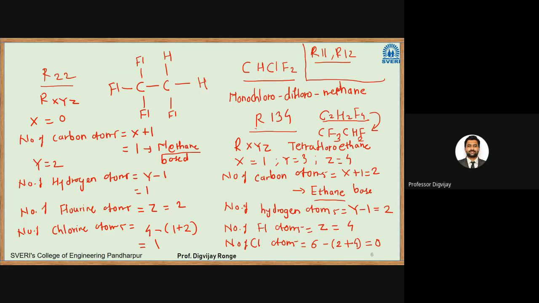Okay, so for R134, I have corrected the answer. That will be CF3CH2F. Okay, so the number of fluorine atoms will be 4, the number of hydrogen atoms will be 2, and the number of carbon atoms will be 2. First we discussed R22, and then we derived for R134. A similar approach you can use for R11 and R22.